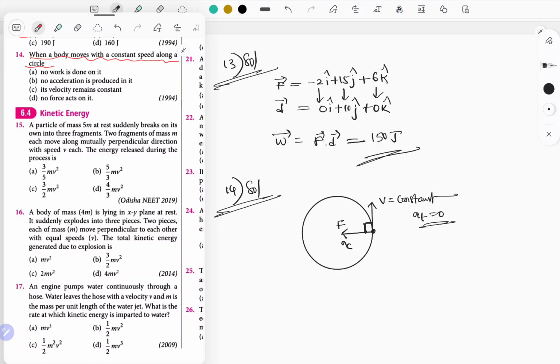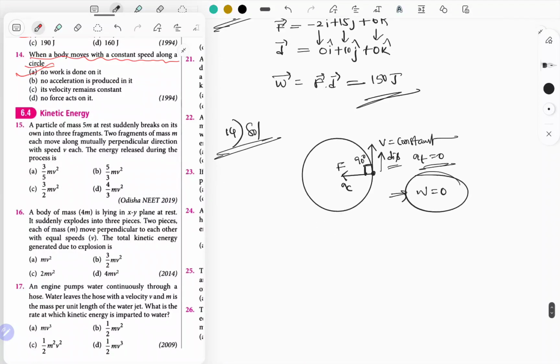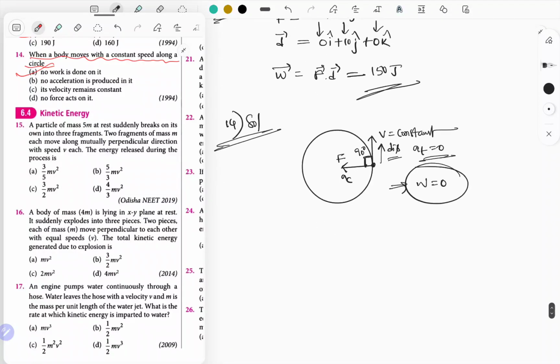This is force and this is the displacement direction at any point. Force and displacement are perpendicular to each other. Then work done is equal to 0. That's which option? Option A. No work done on it. No acceleration produced? Tangential acceleration is 0, but centripetal acceleration is always present. Then only the particle can move in a circular path.